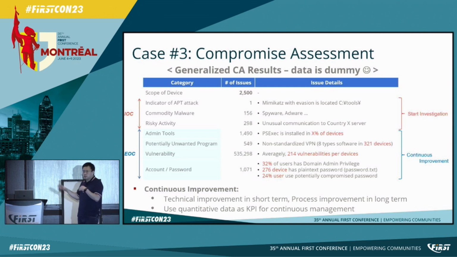Actually, I'm working at Tokio Marine Holdings. From the holding side, we try to understand each group company's security posture. If we use this kind of average number of vulnerabilities, we can compare the group companies and understand their situations. Also, another thing we can do in terms of account management: for example, 32 users have domain admin privileges. It is not a recommended situation, but we'd like to use these kinds of numbers as a KPI.